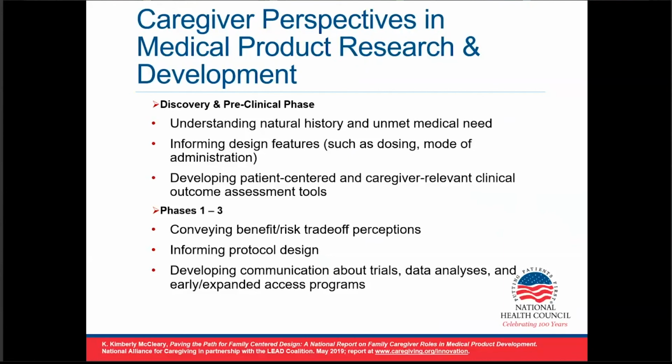I think when we look at phases 1 through 3, really thinking about the benefit-risk trade-off perceptions and how a family member or a friend might have a different arithmetic when it comes to how much risk they're willing to take. And I think that's a really important piece.